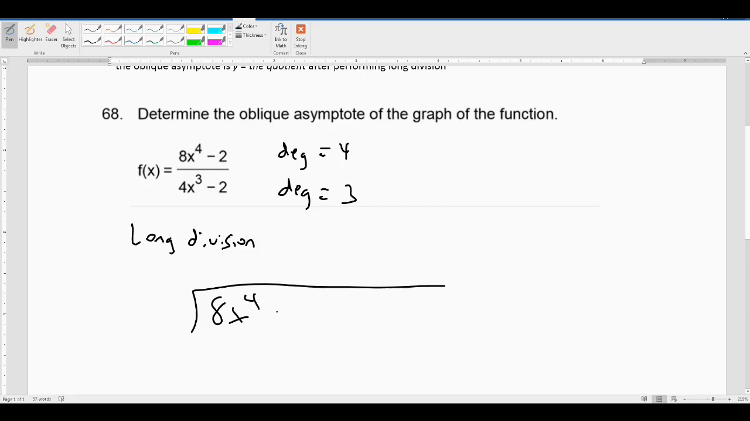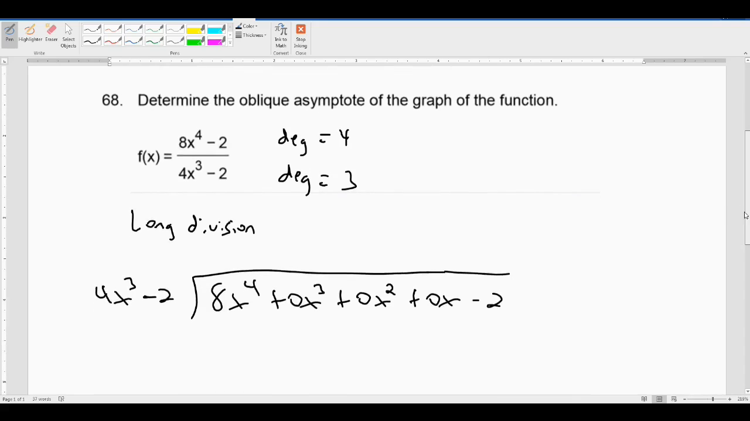So we have 8x^4, and I'm missing an x cubed, so I'm going to use 0x cubed. I'm missing the x squared, so I need a 0 there. I'm missing the x, so I use a 0 there, minus 2. Then on the outside, I'm just going to use 4x cubed minus 2. I don't really worry too much about the missing terms there. So I'm using long division.